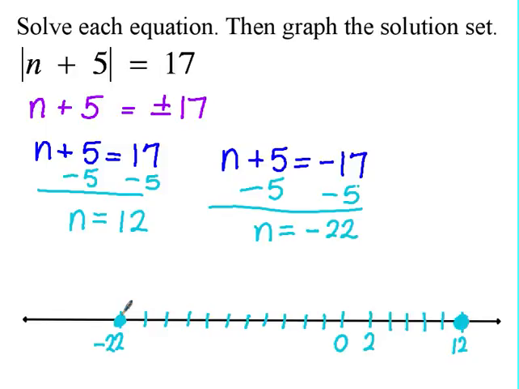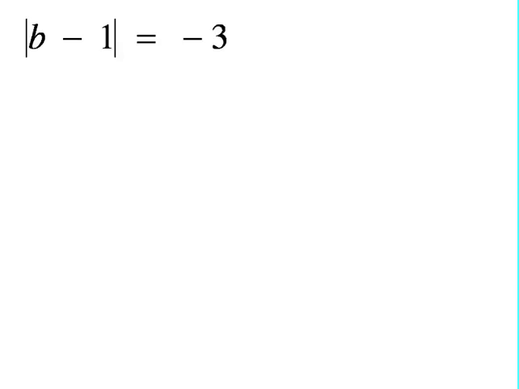So whenever it says to graph the solution set, that's when it's plus or minus. Whenever you're solving an equation like this, that's when you'll have a plus or minus. Okay, next: |b| minus 1 equals negative 3.